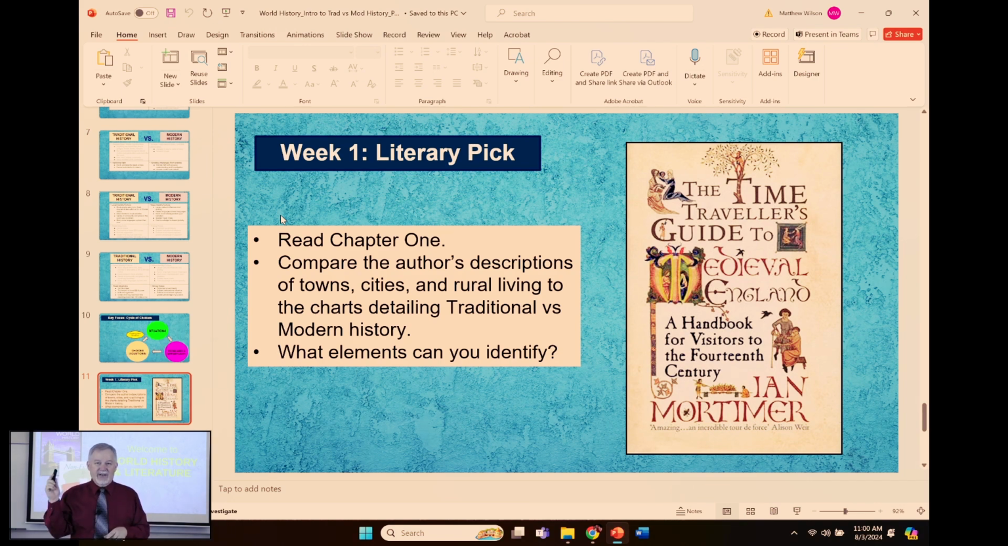It's been produced for you in PDF on the Google Classroom. What I want you to do is compare the author's descriptions of towns and cities and rural living to the charts that we just detailed in that traditional versus modern history deal. Tell me what elements can you identify? It's not just the towns. Think about what's behind his descriptions. And we'll have a conversation about that in our next class.